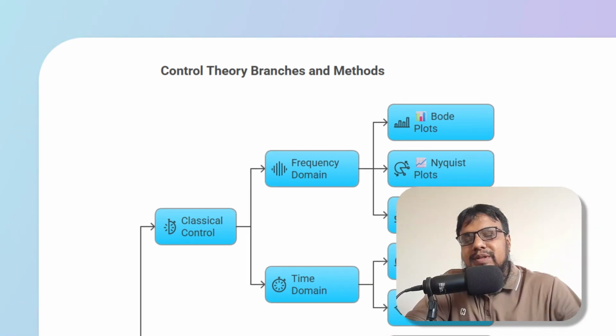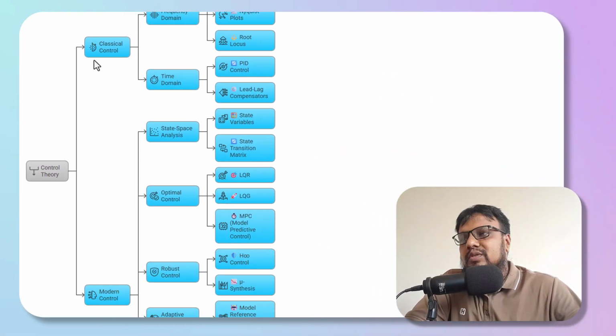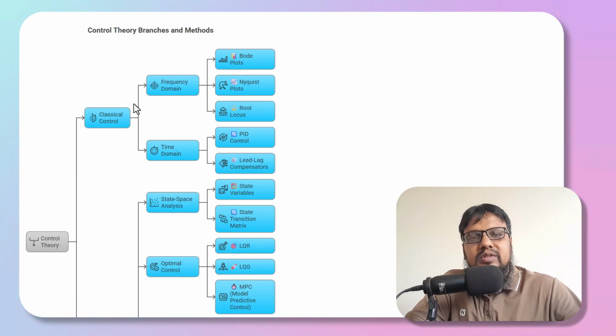Hello everyone, welcome. In this video, we are going to talk about control theory branches and methods. This video is going to give you insights about classical control and modern control. Control theory can be divided into two main branches. The first one is classical control and the second one is modern control. I will try to dive deep into these contents. Let's see.